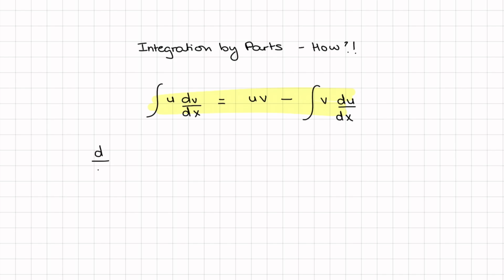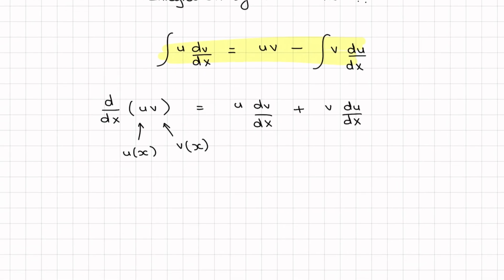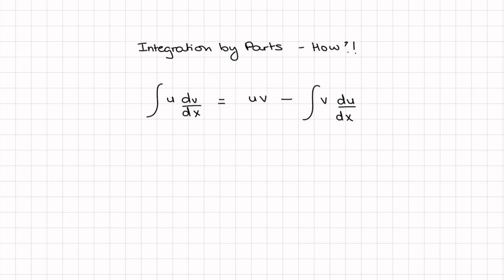When you're trying to differentiate something that looks like a product of two functions of x, so u is a function of x and v is a function of x, the derivative equals u times dv by dx, where dv by dx is a tiny change in v with respect to x, plus v times du by dx, which is a tiny change in u with respect to x. If I rearrange this product rule, I can actually arrive at the integration by parts formula.